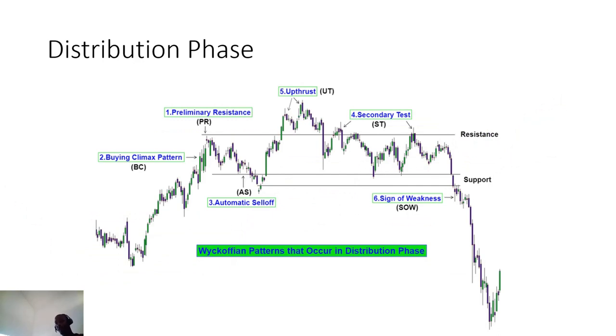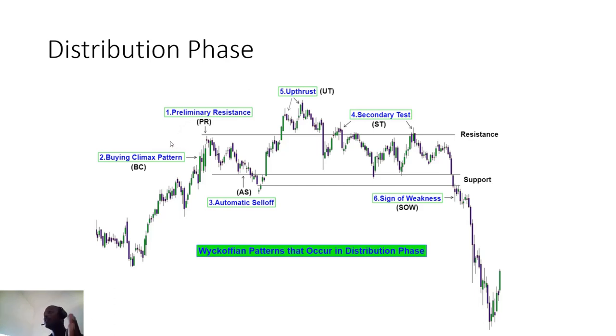Now the distribution phase, this is where you're going to be identifying areas of resistance. Okay, pretty much just like the accumulation phase has its little sections, the same thing happens for the distribution phase, guys. So number one there, of course, is the preliminary resistance. Remember how in the accumulation phase it seemed like number two came before number one? Same thing here with the distribution phase, with number one coming before number two.